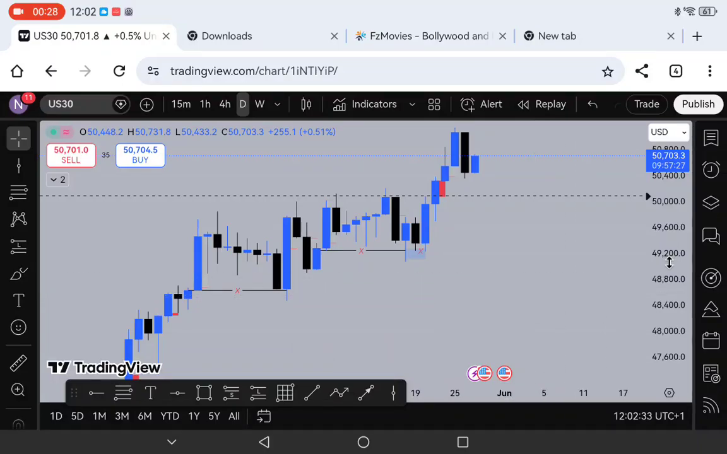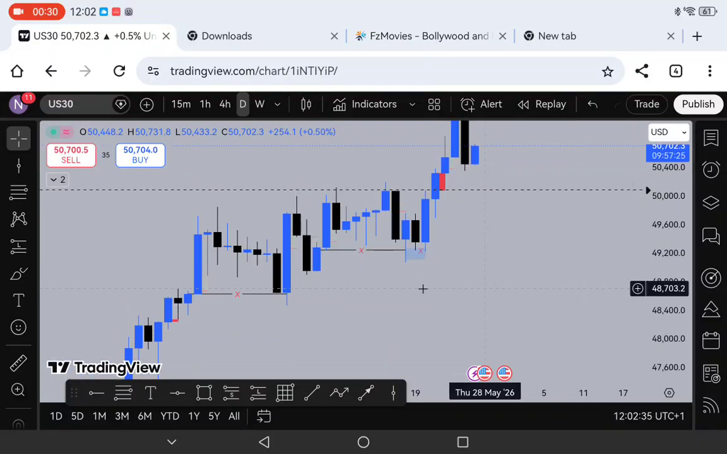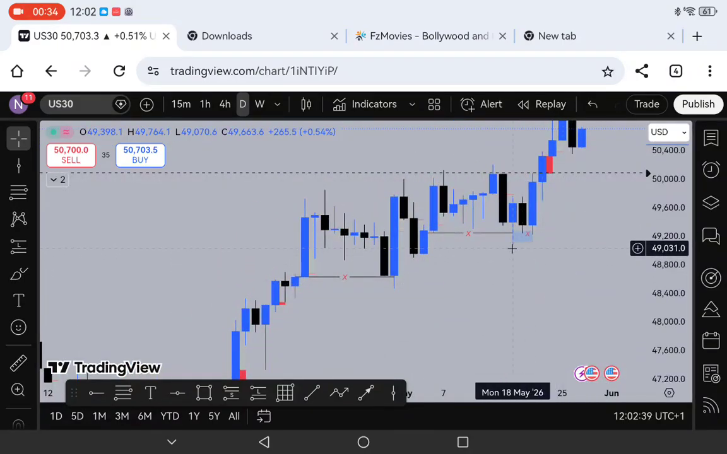This was a trade I took on US30. That was around the 20th of May. I held the trade about 3 days, to the 23rd of May.